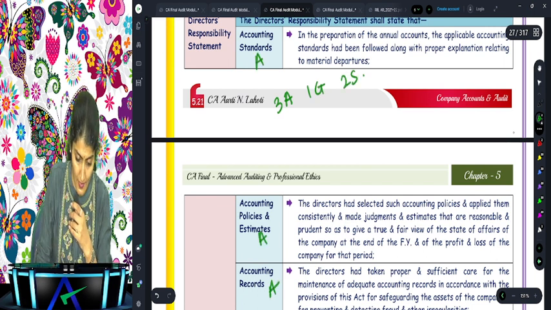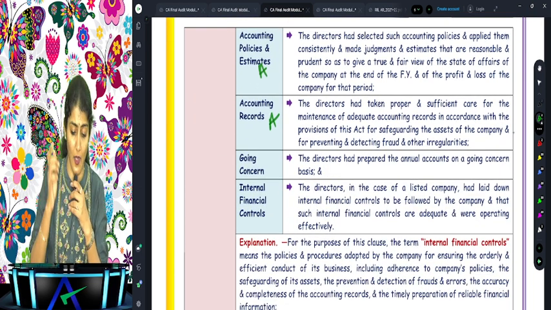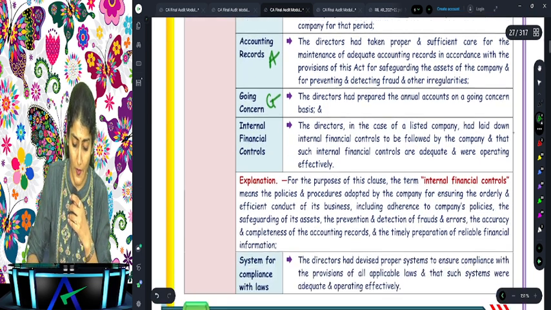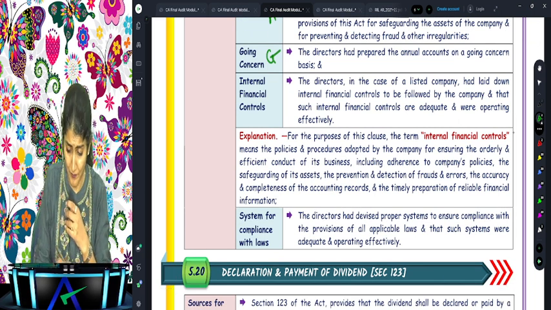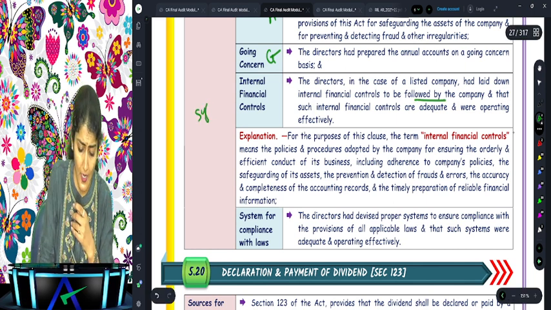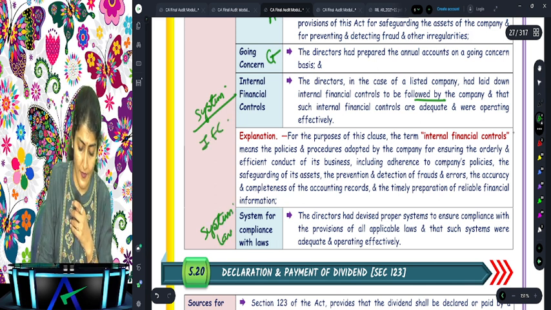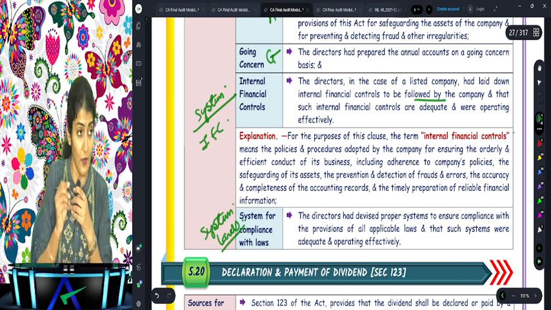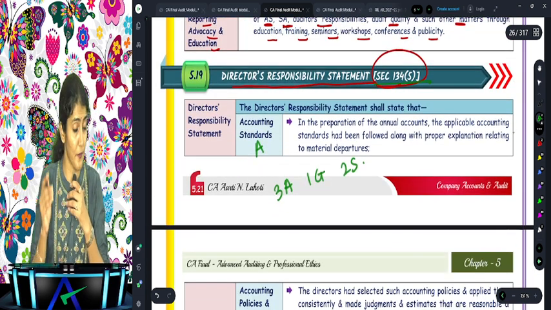Accounting standards, accounting policies and estimates, accounting records. Then the going concern. Then the internal financial control system, for the internal financial controls to be followed by the company. So the system of the IFC and second is the system for the compliance with the laws. So that is just a brief about section 134 subsection 5.